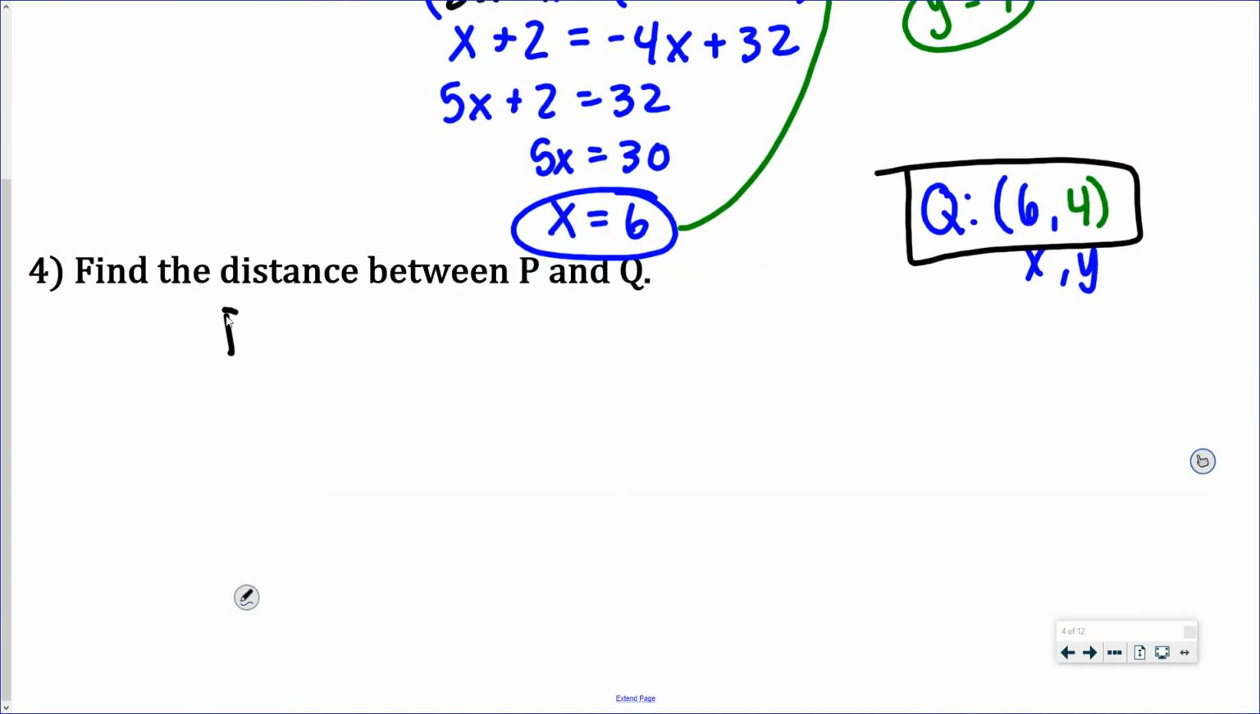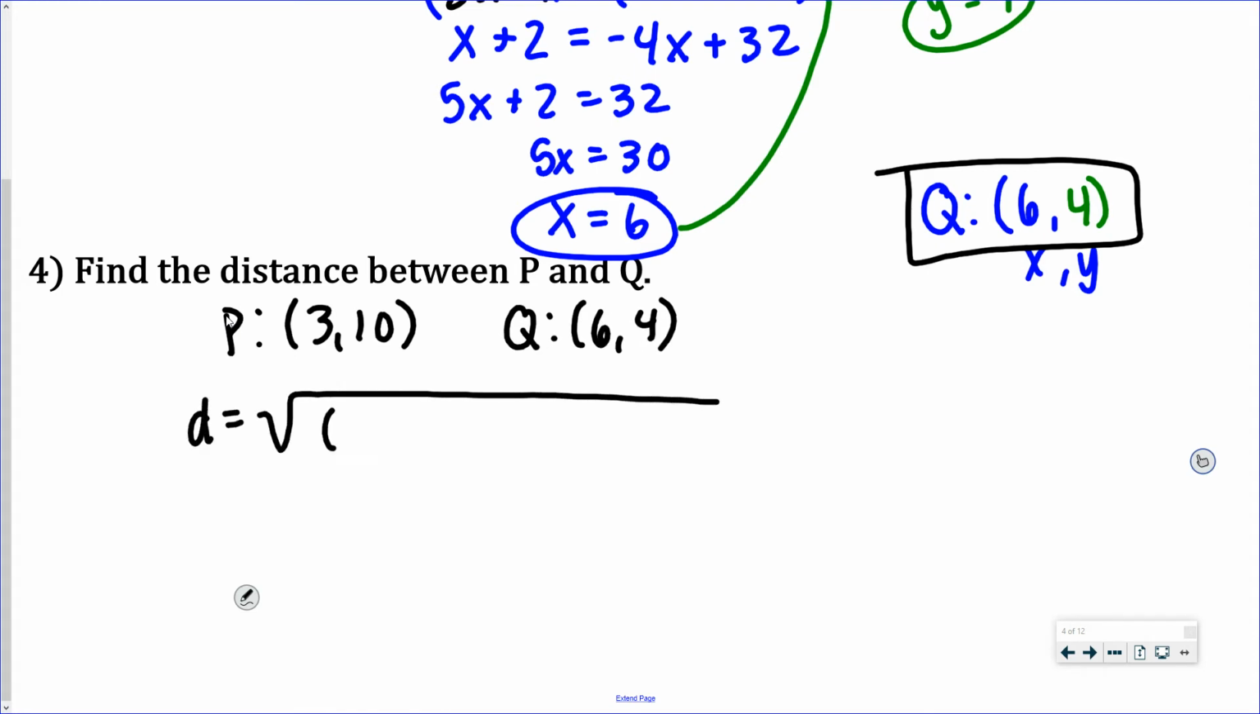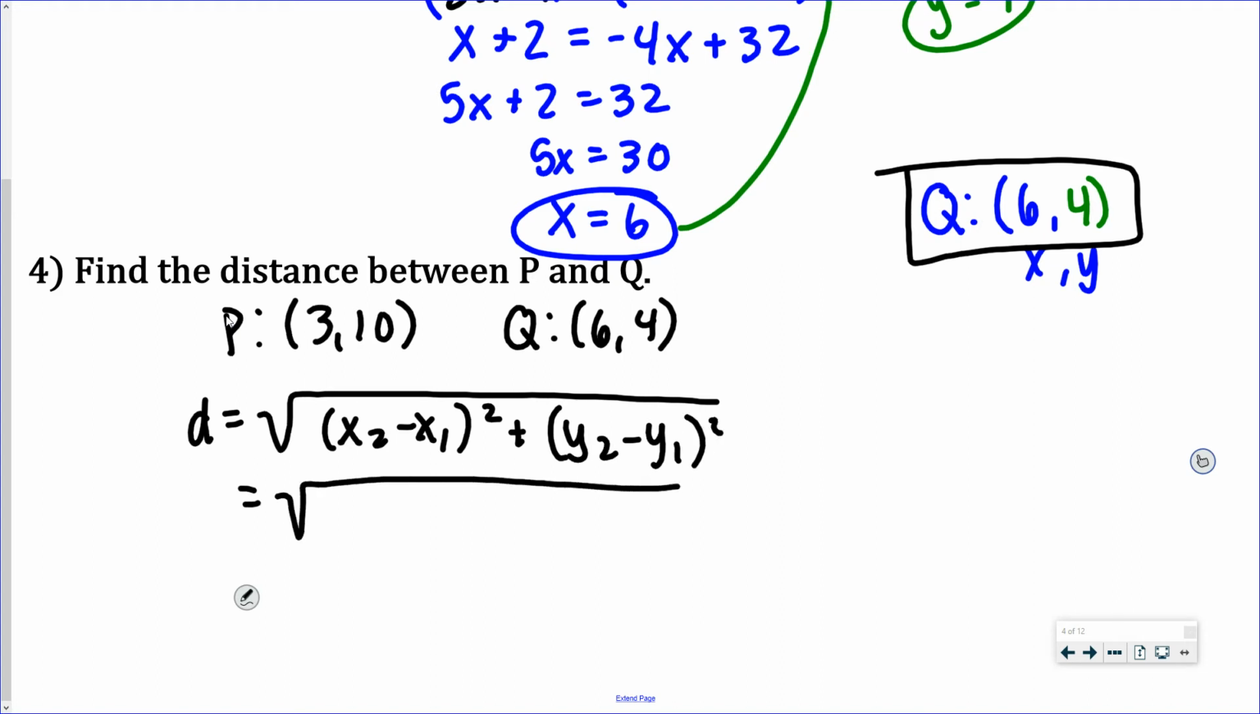Okay, if you want to write down what P and Q are. P was that point 3, 10. Q was the point 6, 4. So now you're just finding the distance. Here's our distance formula. Doesn't matter which one you call x1 and y1, but you gotta keep it consistent, so I'll do 6 minus 3 squared plus 4 minus 10 squared. Oh, good throwback. It's like we're reviewing chapter 1 already.